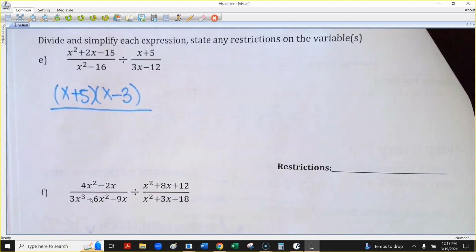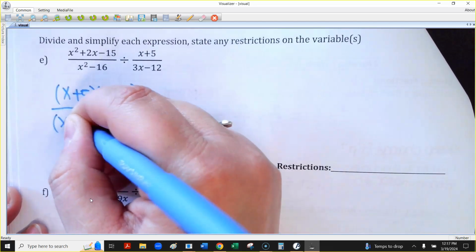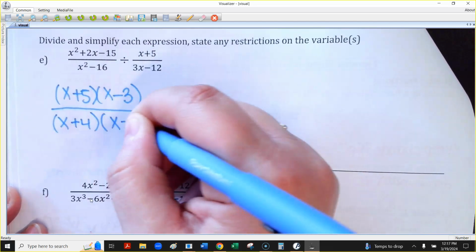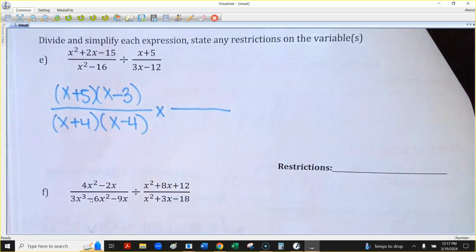Now, the bottom, I don't know if you guys remember this from yesterday, this is called a difference of squares. So I've got an x squared minus 16, no middle term. So tell me two numbers that multiply to get you negative 16, but add up to 0. Negative 4 and 4. So one of them's a plus 4, one of them's a minus 4. Doesn't matter the order.